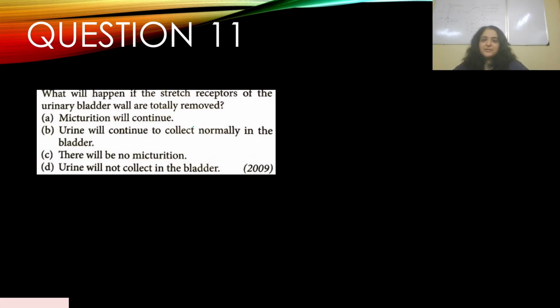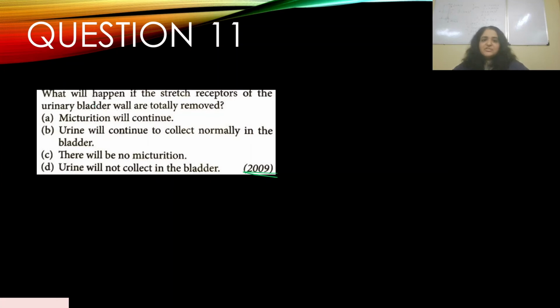All right, question number 11. What will happen if the stretch receptors of the urinary bladder wall are totally removed? And this appeared in 2009. Micturition will continue. Urine will continue to collect normally in the bladder. There will be no micturition. Urine will not collect in the bladder.